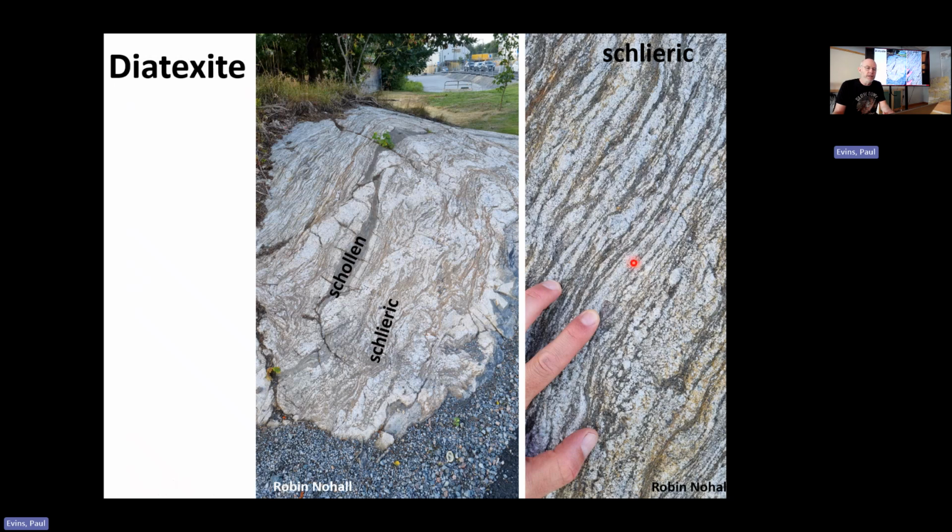Here's a better picture of the schlieren. It's almost continuous layering here. But all this stuff in between, all this white stuff, is melt. And this is just what's left over, residual. Again, you can have Schollen of amphibolite in this particular case that didn't melt. And you have the schlieren in between, and then you have these leucosome veins here, the melt veins.